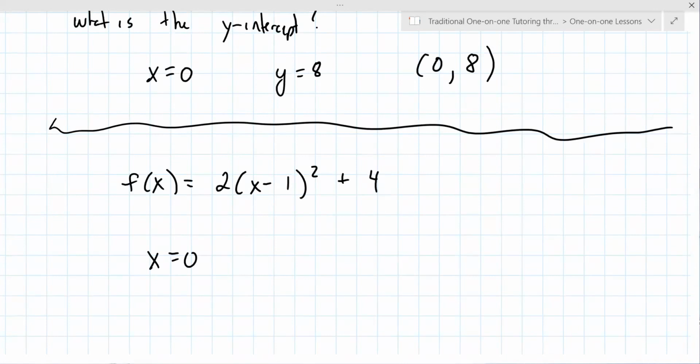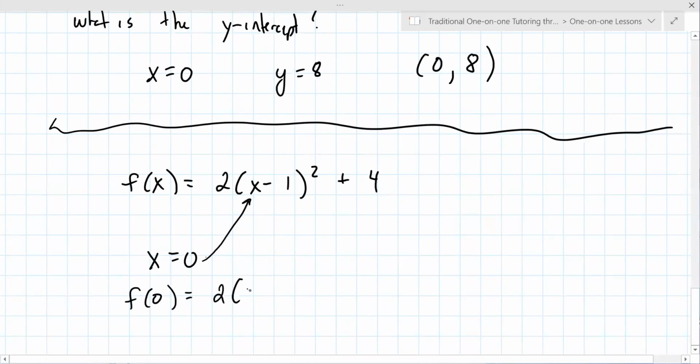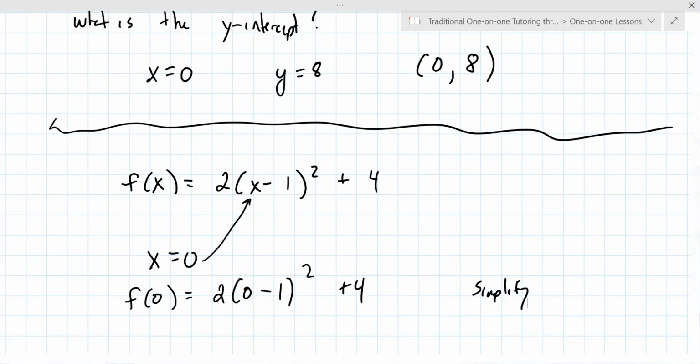So could you elaborate on that a little bit more? So if I ask for the y-intercept, you have to take 0 and put it in for x. Okay. So you have to find f of 0. So it's 2 times 0 minus 1 squared plus 4. And you have to simplify this.